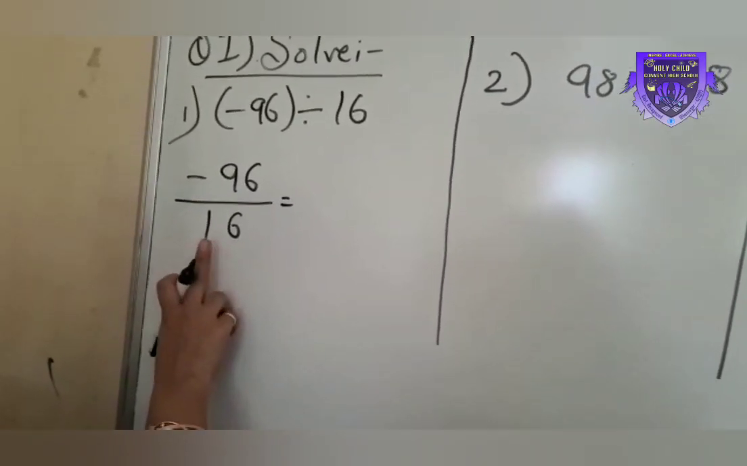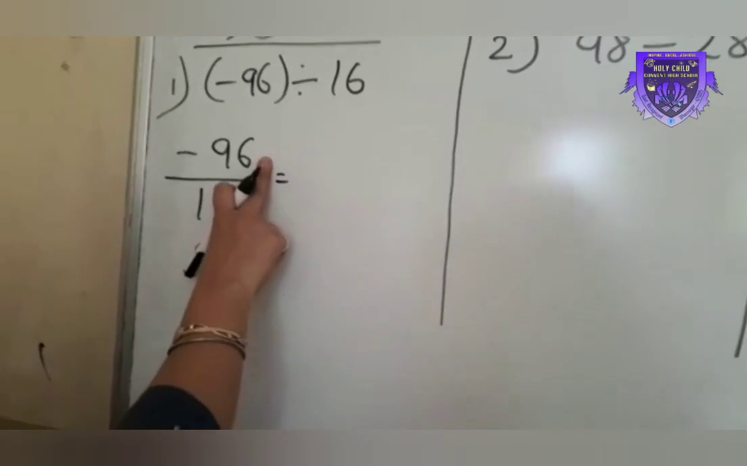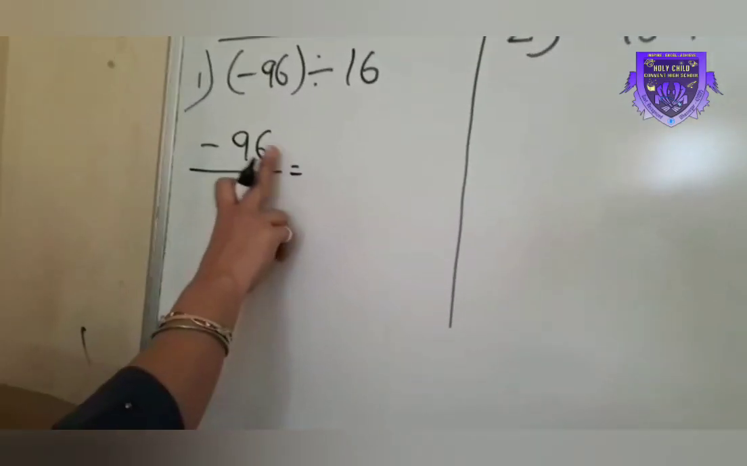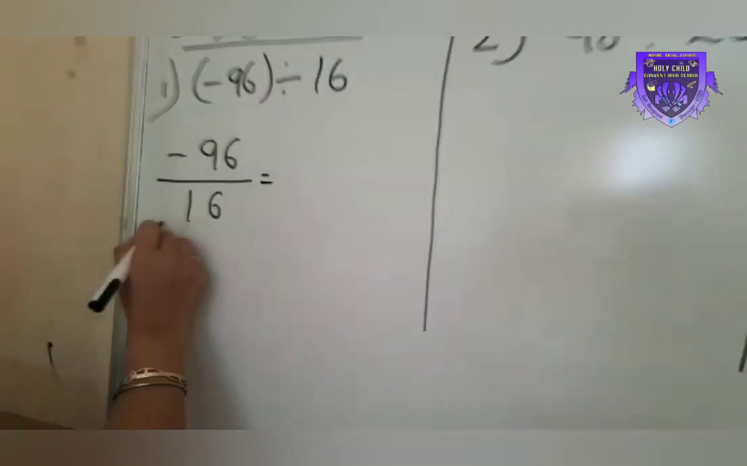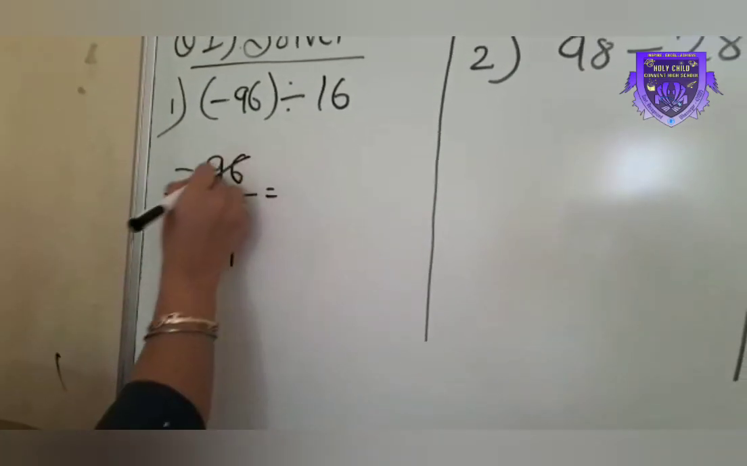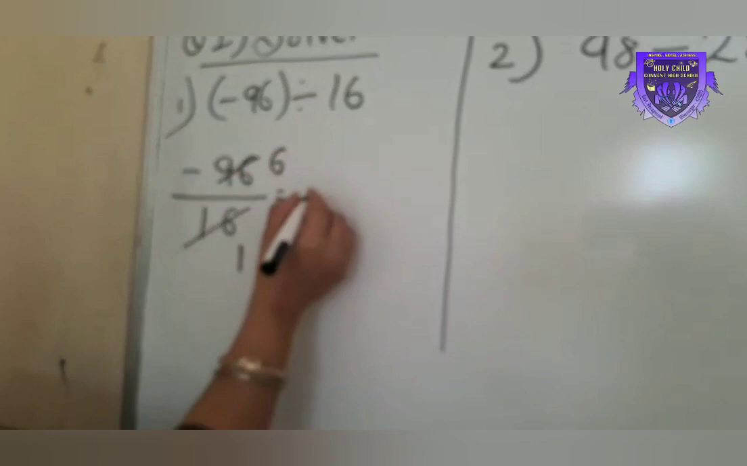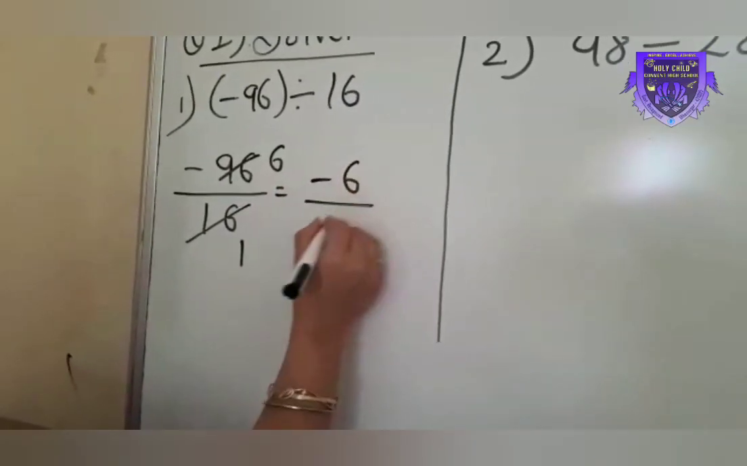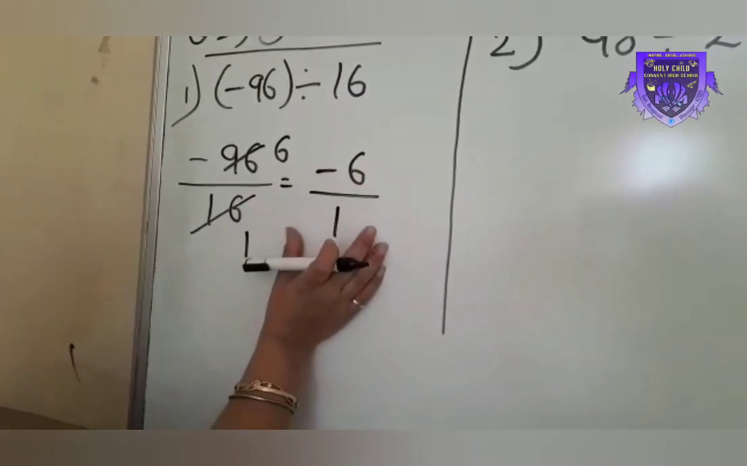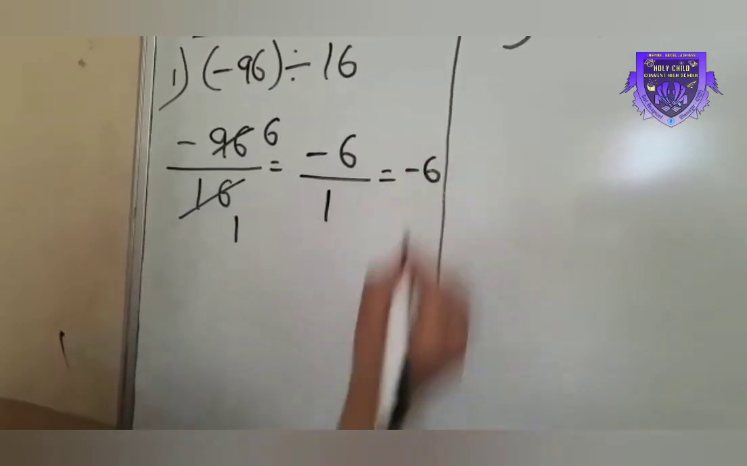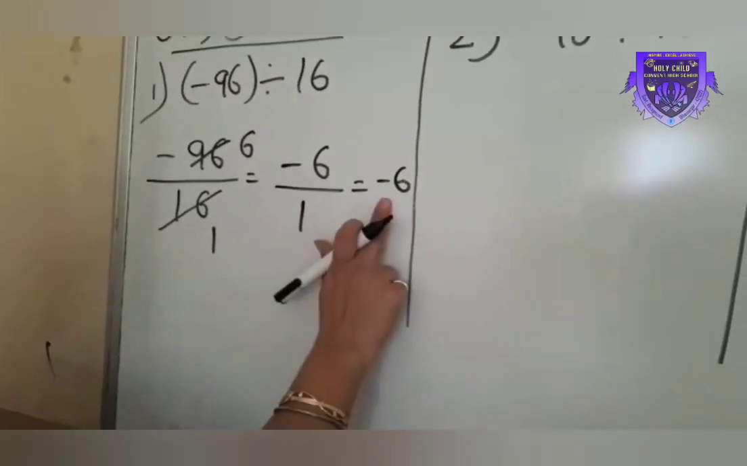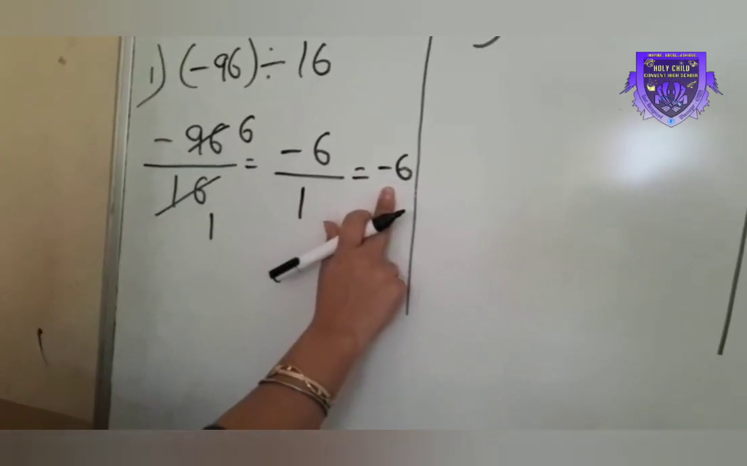First we have to see whether 96 comes in the table of 16 or not. Yes, 96 comes in the table of 16 for 6 times. So we do the cutting method. 16 ones are 16, 16 sixes are 96. So what will we get? Minus 6 upon 1. If we don't write 1, then also our answer will be like this. We can write it this way also, only minus 6.